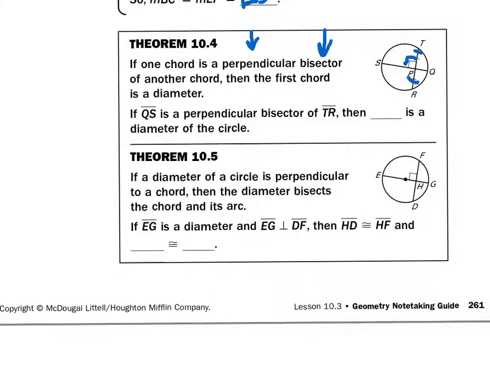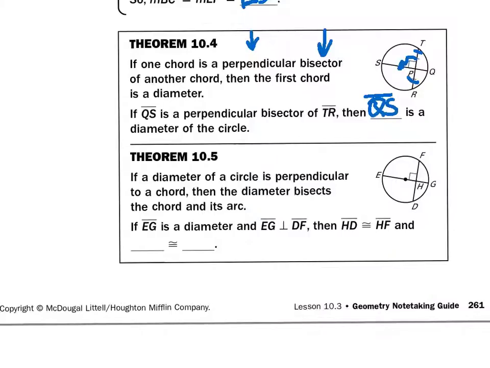If you have a perpendicular bisector, then it means that it has to go through the center of the circle. So if QS is a perpendicular bisector of TR, then QS is a diameter of the circle.